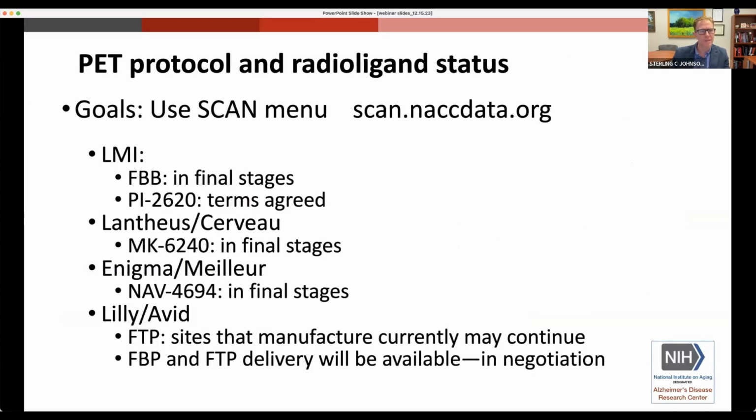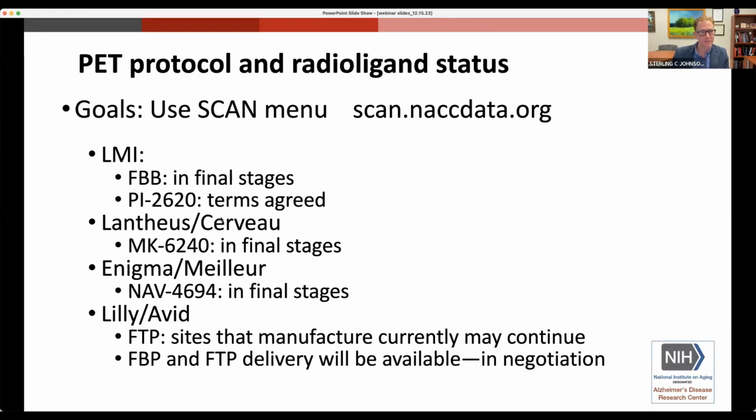Okay, here's just a brief status update on the PET protocol ligands that we're going to use. First of all, these ligands are all from the SCAN menu on the SCAN website. Please go there to see the radioligand options. From LMI, Life Molecular Imaging, our contract with Florbetaben is in the final stages. The terms are all agreed to, and it's just getting signatures. For PI-2620, we've got a framework in place, and the master is getting signed now, and then the work order will be added to that. So that'll be a few weeks later.